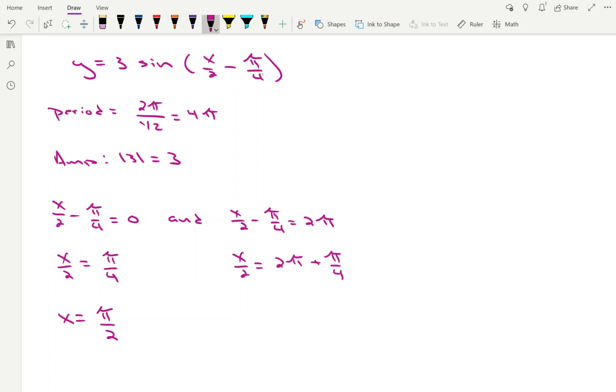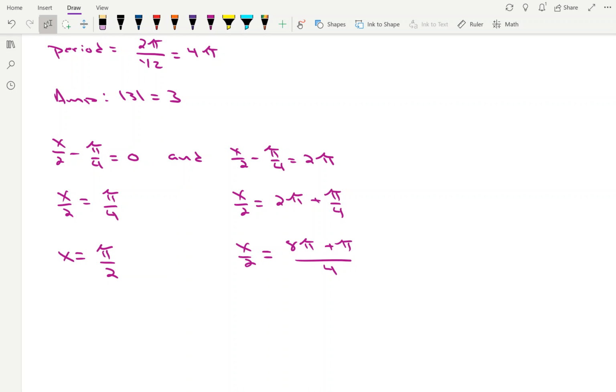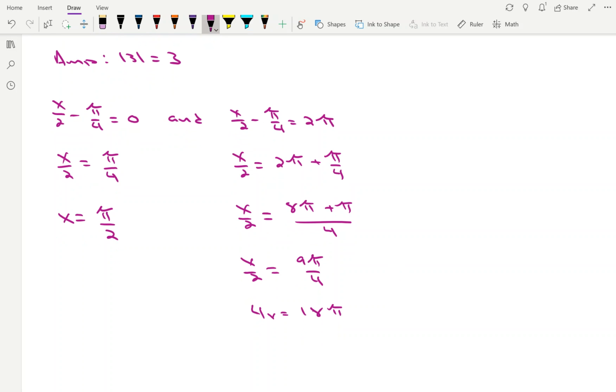Yeah, so I probably just multiply everything out real quick. So x over 2 is equal to 8 pi plus pi over 4, and all I did was a common denominator there of 4, and the 4 and the 2 made an 8. x over 2 is equal to 9 pi over 4, so 4x is equal to 18 pi. This is not pretty, so x is equal to 18 pi over 4, or 9 pi over 2.